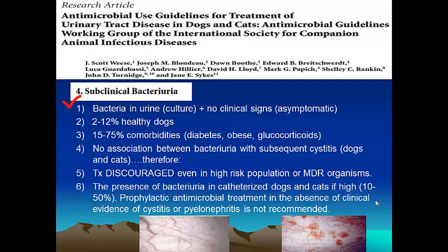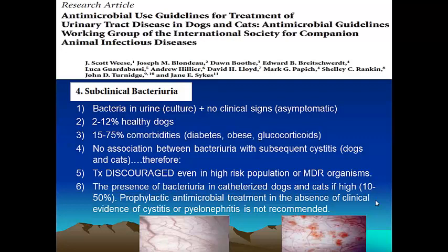So the reason is that there are many healthy dogs out there, as you can see, between 2 and 12%. It varies depending on the study, that can have subclinical bacteria, and those values may go up in certain groups, like those that have diabetes, obesity, those that are given drugs like glucocorticoids, or have some other comorbidities.